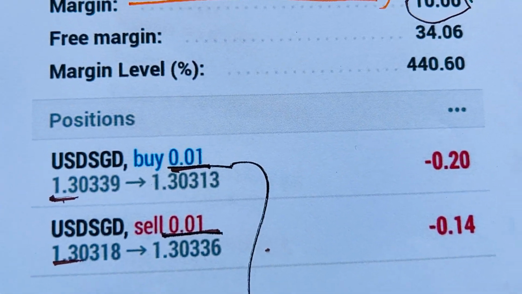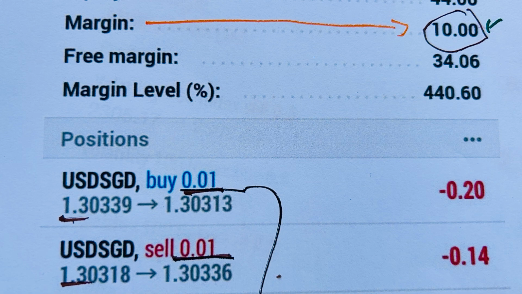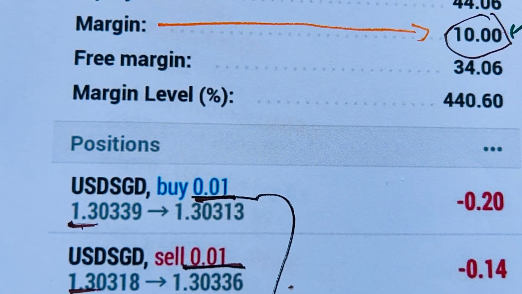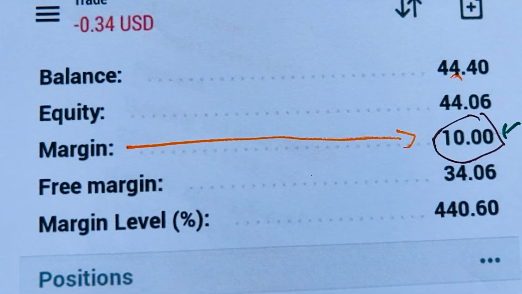But they will actually eat up your profit if you hold the trades overnight, over the weekend, over weeks or months. They will actually eat up your profit, so you must take that into account.